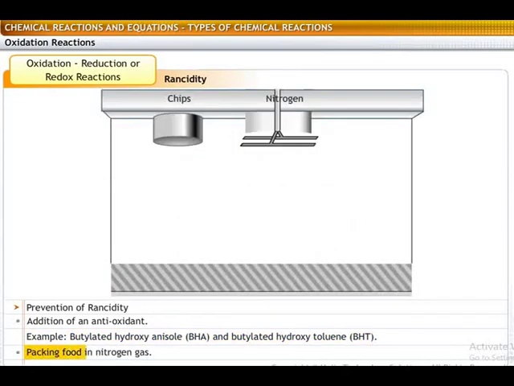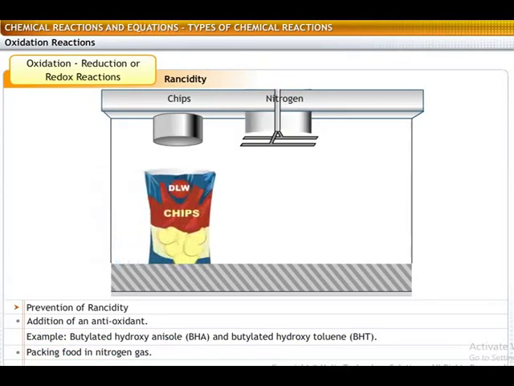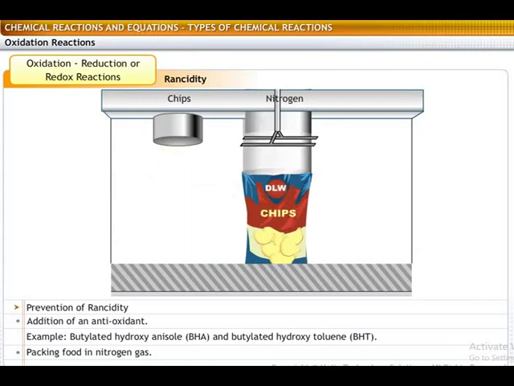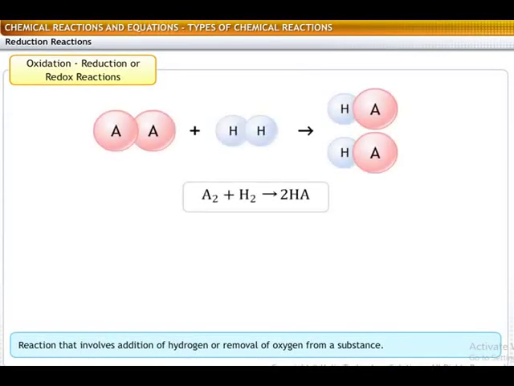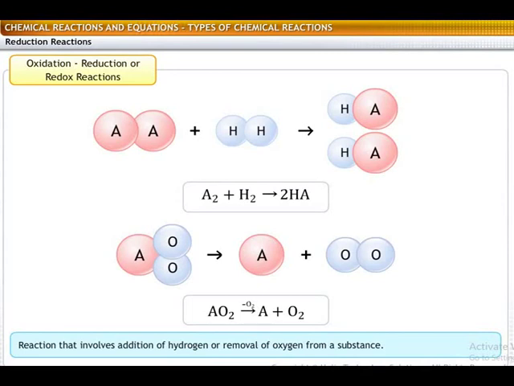The second way is packing food in nitrogen gas, as nitrogen prevents oxidation of food. For example, rancidity in potato chips can be prevented by flushing the bags with nitrogen while packing. A reduction reaction involves addition of hydrogen or removal of oxygen from a substance. It is exactly the opposite of an oxidation reaction.